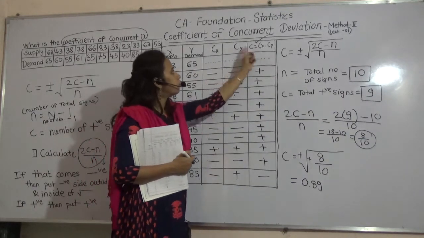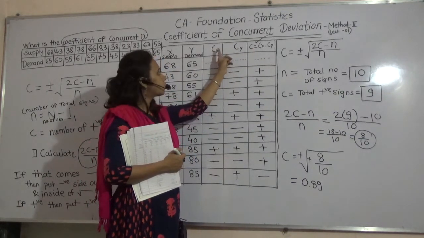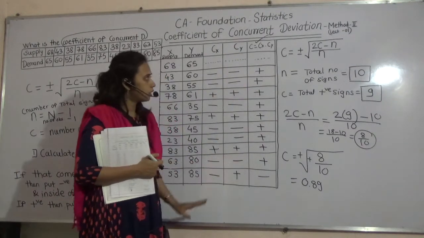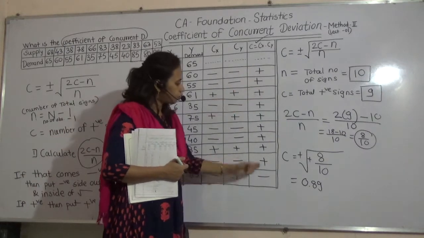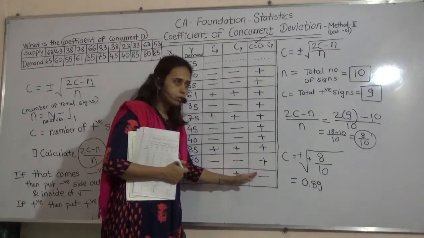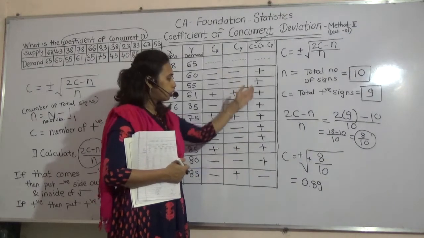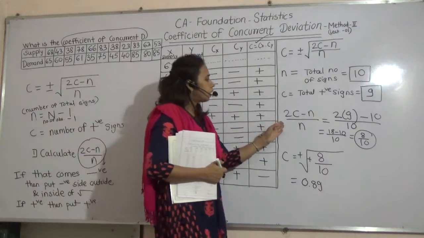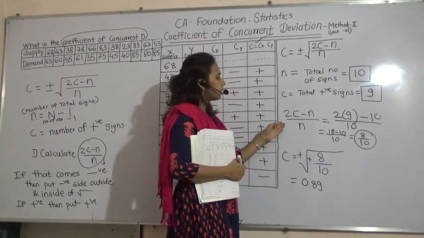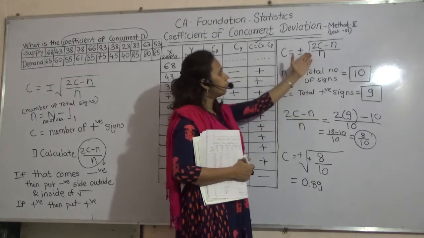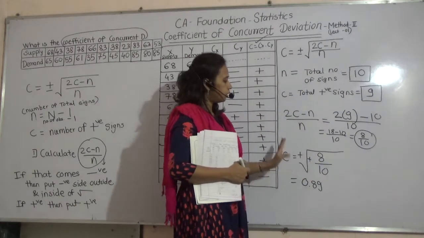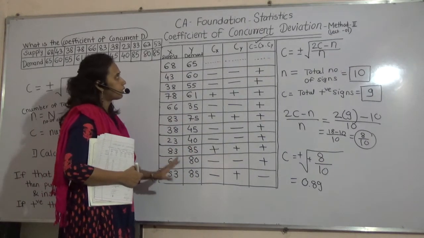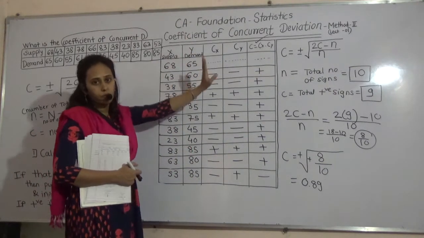Then C is equal to what? Multiplication of both, Cx into Cy. Minus minus becomes plus. Likewise, I have written all the signs. N is what? The number of signs, whether it is plus or minus. C is what? Total positive signs. Ignore the negative signs. Then calculate from this information 2c minus n upon n and put it in the square root. You will get the answer. This is the single sum which I have explained for this method, the coefficient of concurrent deviation.